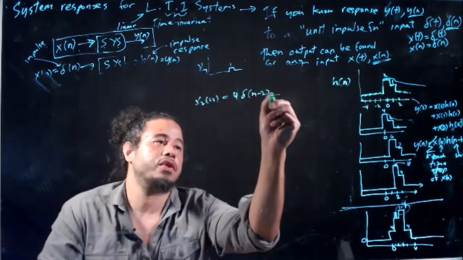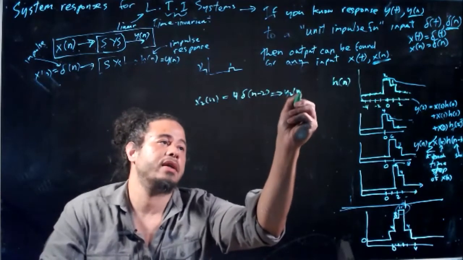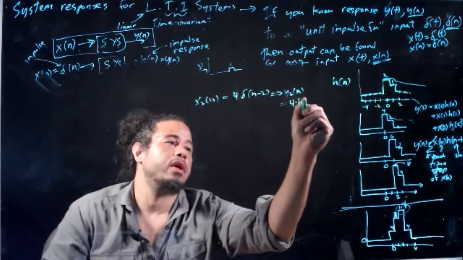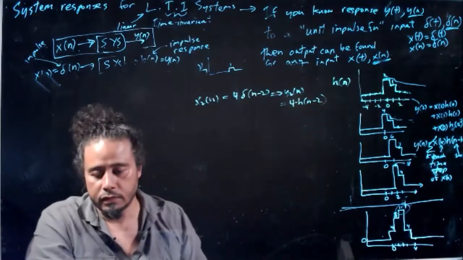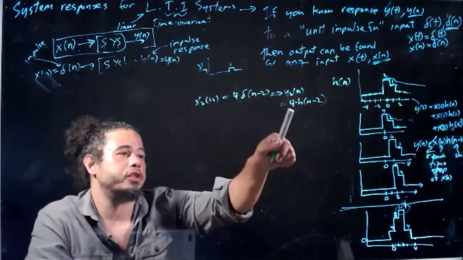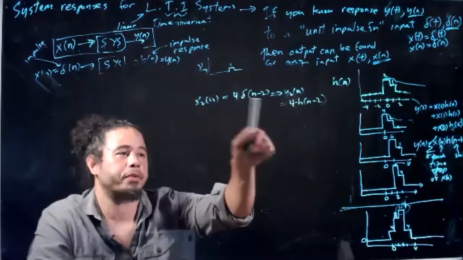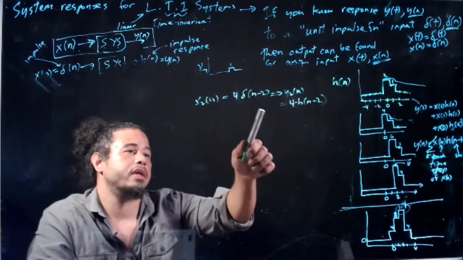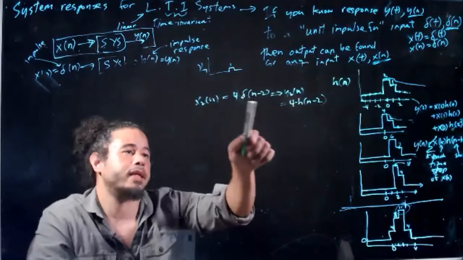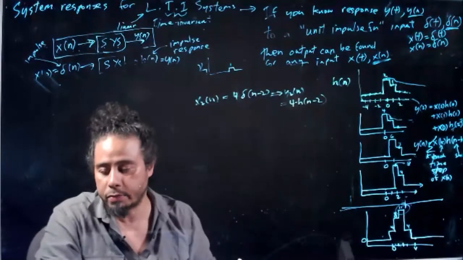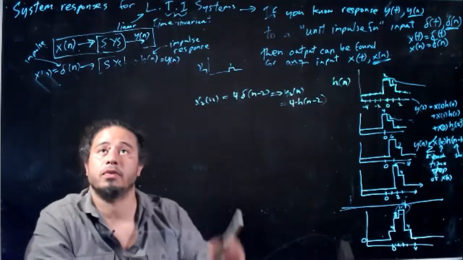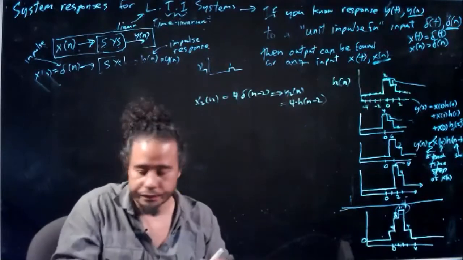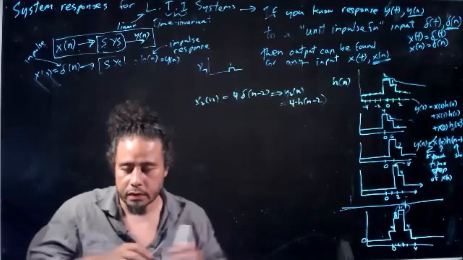Then the output y2 of n would be equal to 4 times h of n minus 2. The reason that we could do this multiplication by four is because of the scaling property of linearity. And the reason that we could say that delta of n minus 2 goes to h of n minus 2 is from the time invariance property. Both of those are part and parcel of this LTI. Okay, thank you. So let me pull this up here.